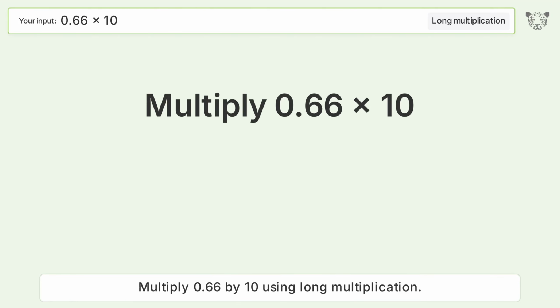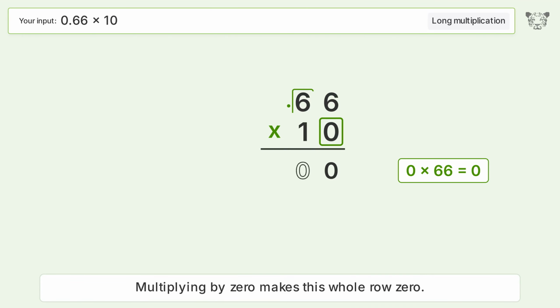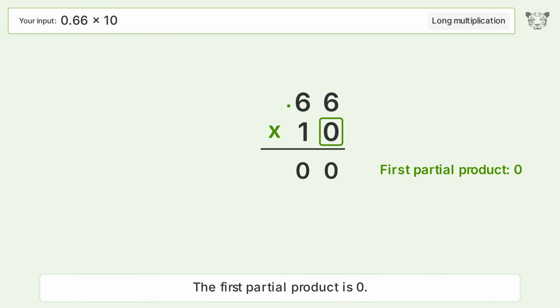Multiply 0.66 by 10 using long multiplication. Start with the ones digit, 0. Multiplying by 0 makes this whole row 0. The first partial product is 0.